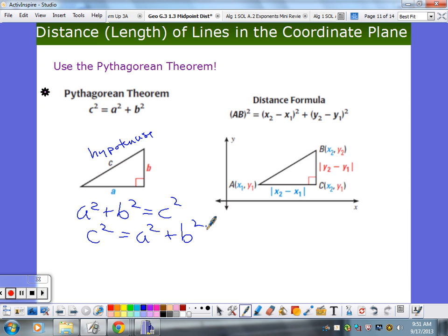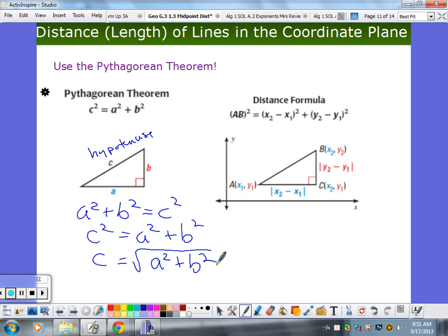How do I solve for c? Because I got c squared. So what do I do? Find the square root of c. What's the square root of c squared? c. What's the square root of a squared plus b squared? I don't know. That's the best I can do.